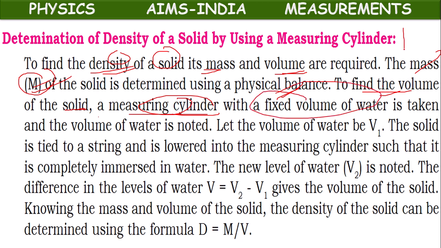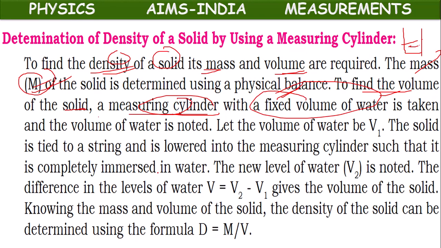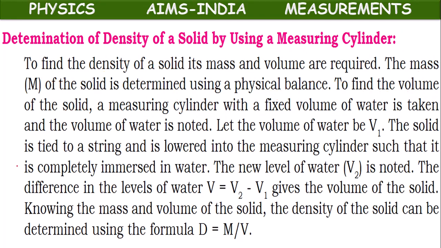Like this, a measuring cylinder with a fixed amount of water that we will take. And mass we will measure with the help of a physical balance. For the volume, we have to take a known quantity of liquid column. So now, let the mass be capital M and the volume of water be V1.